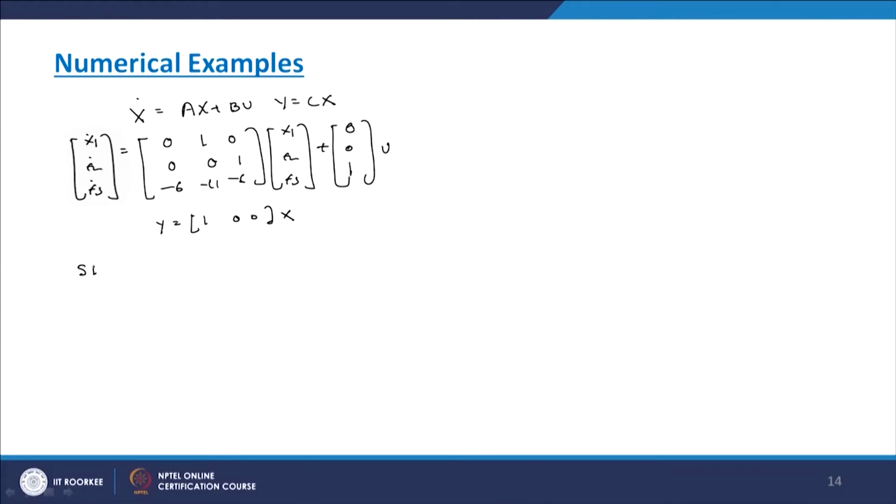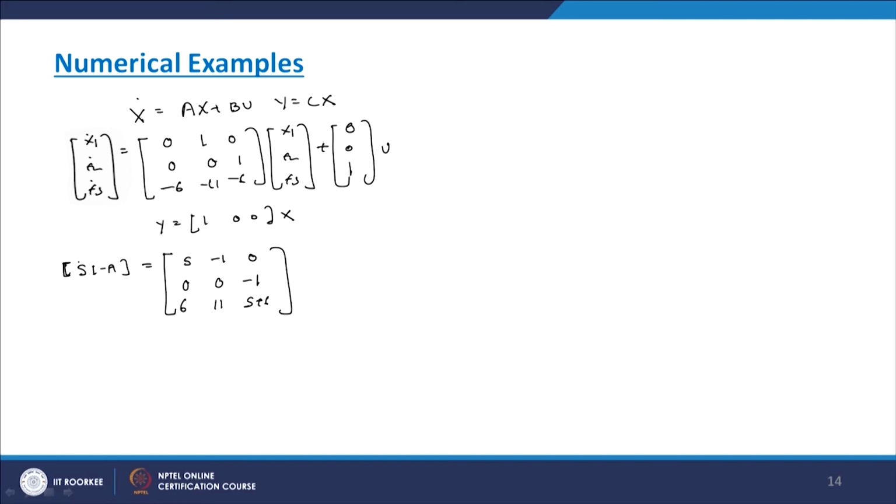So, what is the first step? We have to determine sI minus A. How will you get sI minus A? This is s minus 1 0, then here 0 0, and here this is 1, here minus A, it becomes minus 1, and here we will write 6 11 s plus 6. That is sI minus A, we have got it.